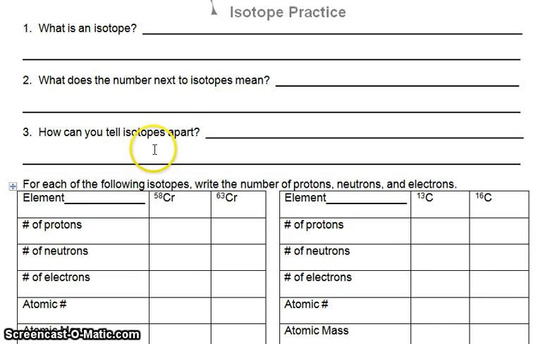Okay, so here is your practice for isotopes. Right here, I want you to write down what is an isotope in your own words. It's okay to refer back to the textbook or the lecture, but I want you to come up with your own explanation of what is an isotope.